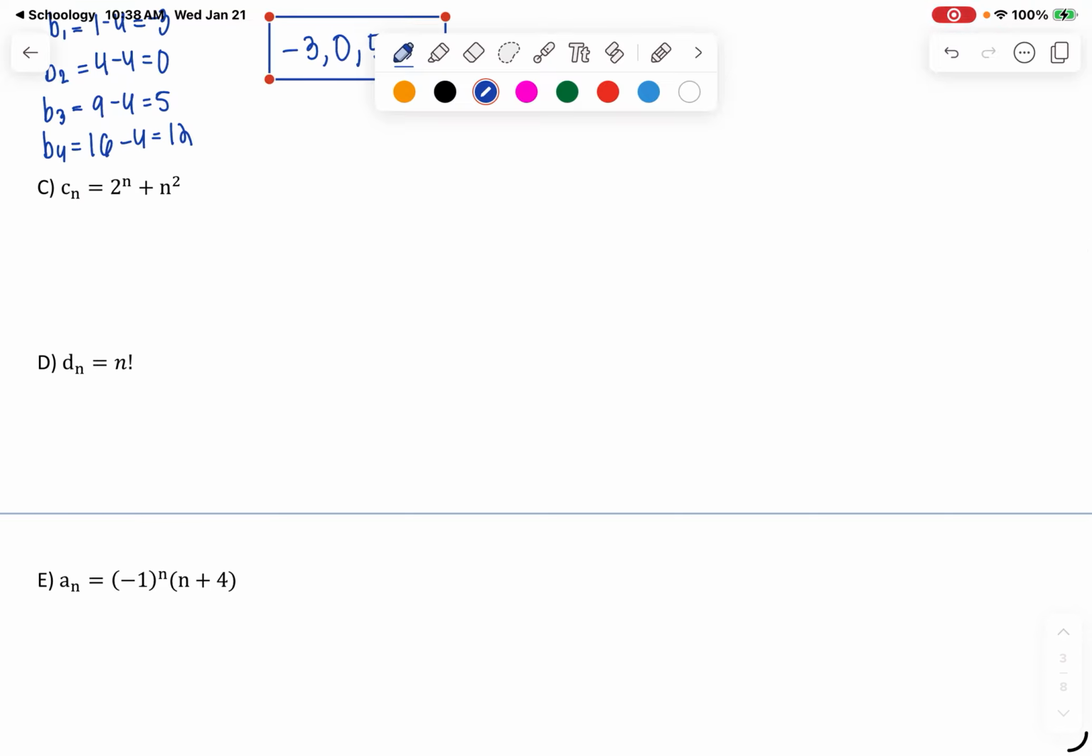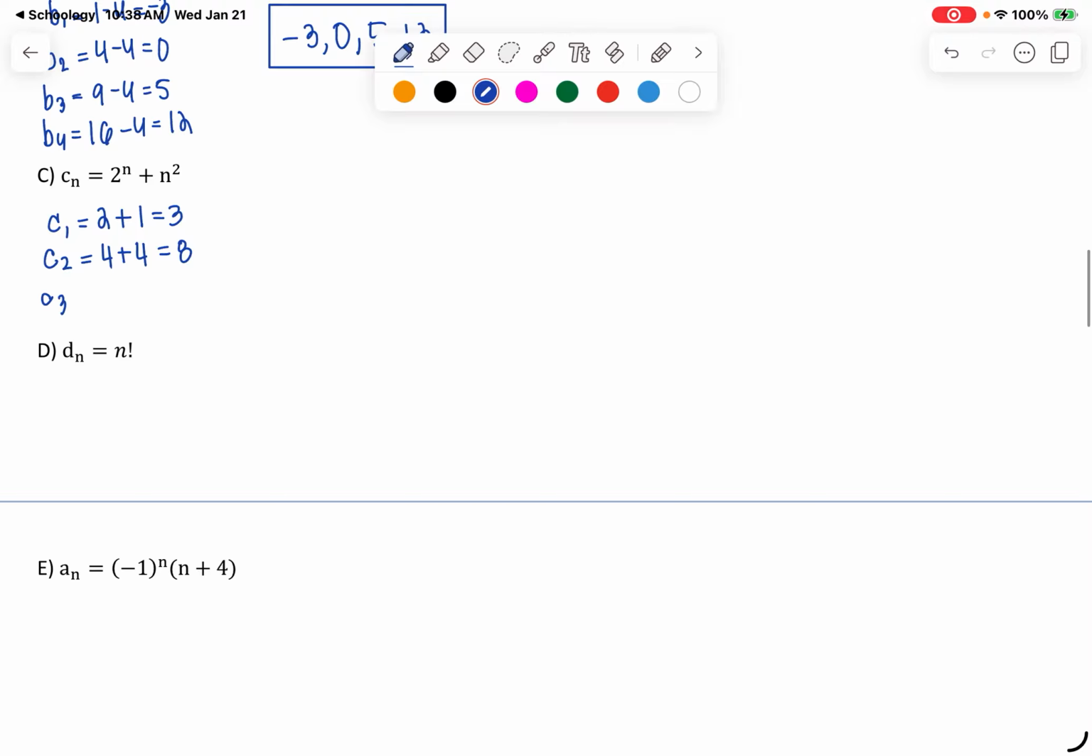All right, next one, we have find the first 4 terms. We're going to plug in 1 and find c sub 1. 2 to the first power is 2, plus 1 squared is 1, and I get 3. C sub 2, plug in 2, I get 4, plus 2 squared is 4, that gives me 8. C sub 3 is 2 cubed, which is 8, plus 3 squared, which is 9. That's 17.